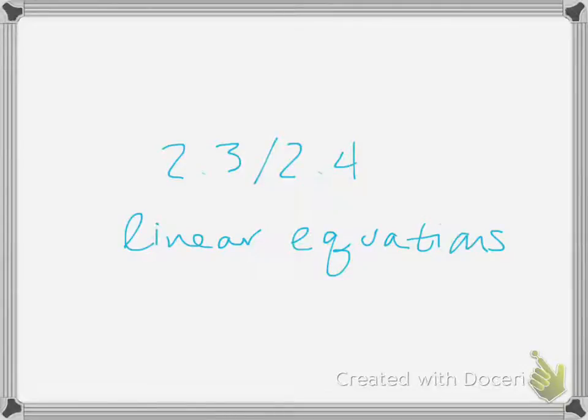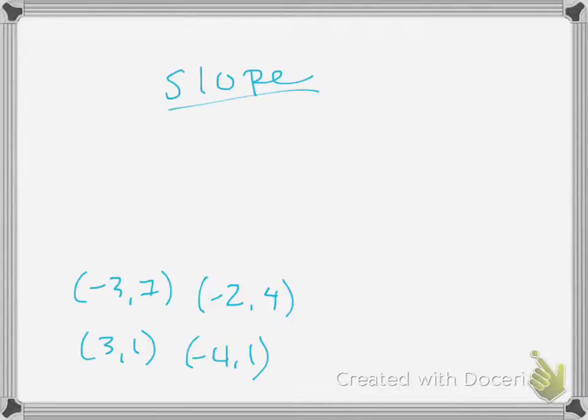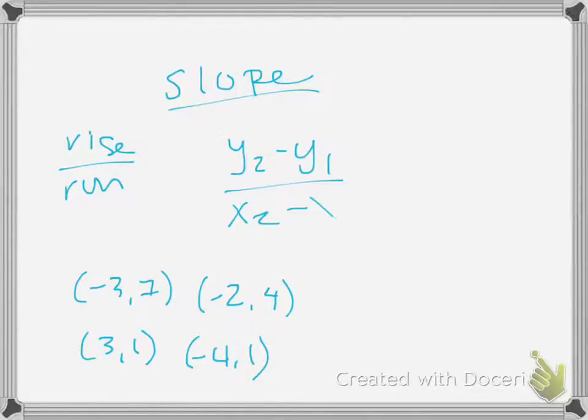All right, in this one we're going to be talking about linear equations, so slope-intercept, point-slope, slope, x-intercepts, y-intercepts, in standard form and parallel and perpendicular. Okay, so slope is either going to be rise over run, or it is also going to be y2 minus y1 over x2 minus x1.